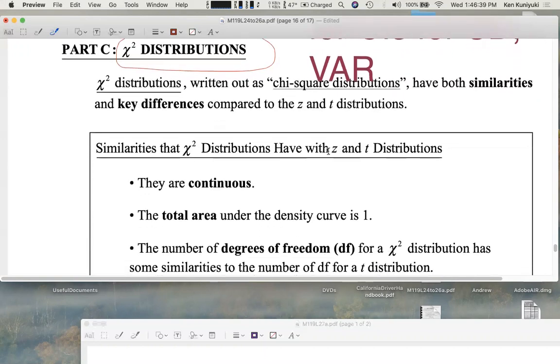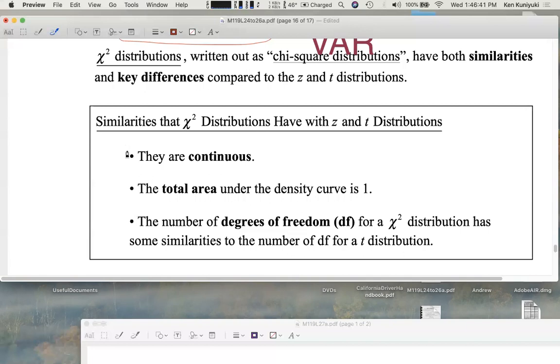So, for example, what are some similarities that these chi-square distributions have with the z distribution, let's say? And again, the t distributions look a lot like this guy. All right, well, the chi-square distributions are continuous. I'll tell you right now that a more generic chi-square distribution looks like this. Okay, it looks a little bit stranger. And yes, there is a brick wall at 0. We'll get to that. Okay, but both chi-square distributions and z and t distributions are continuous.